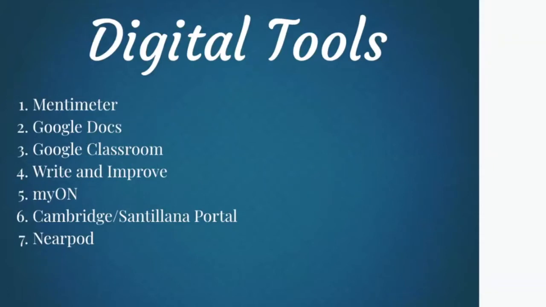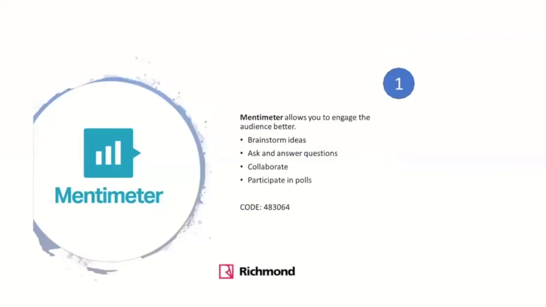Number one is called Mentimeter. Mentimeter is an interactive presentation software. It allows teachers to engage the students better by means of different writing exercises. Actually, it allows teachers to engage students in different ways, but today we're going to talk a little bit about the writing exercises that Mentimeter allows teachers to come up with.